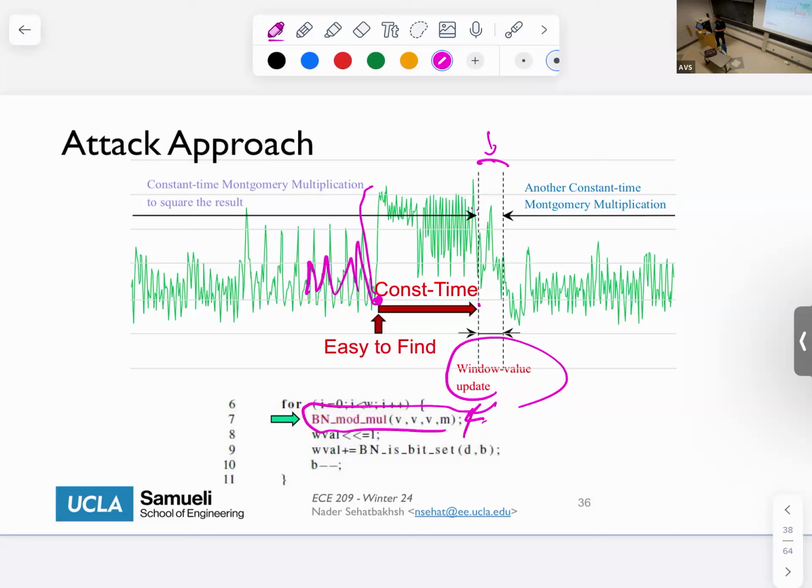And again, the way that they found this is using a template. As I said, you have control over the entire system. You can exactly time everything, and they made the observation that, oh, I can find this, and there's an offset to this which is always constant. And this part is the secret-dependent activity, where the multiplication is happening. So you chunk this part out of the signal.